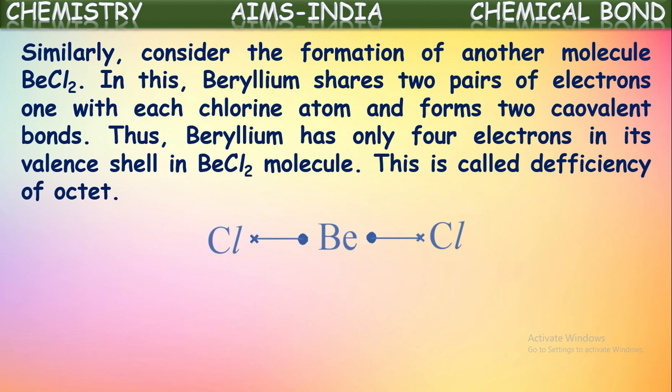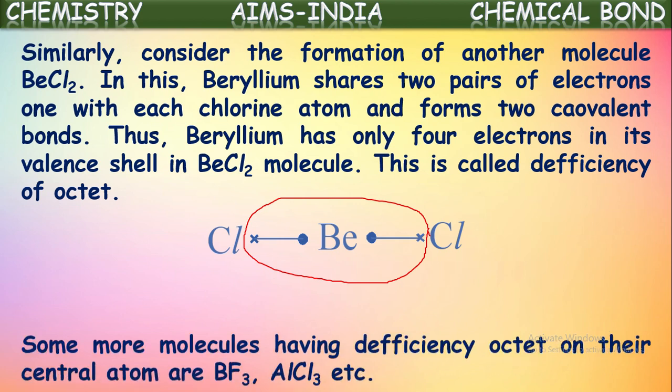Beryllium shares a pair of electrons with each chlorine. In that way, it shares a total of 2 pairs of electrons. Thus, after the bond formation, beryllium gets only 4 electrons in its valence shell in the BeCl2 molecule. Isn't it? Observe here, already for beryllium there are 2 electrons. It is sharing 2 more electrons, one from each chlorine. And thus, it is getting only 4 electrons. This is called deficiency of octet.